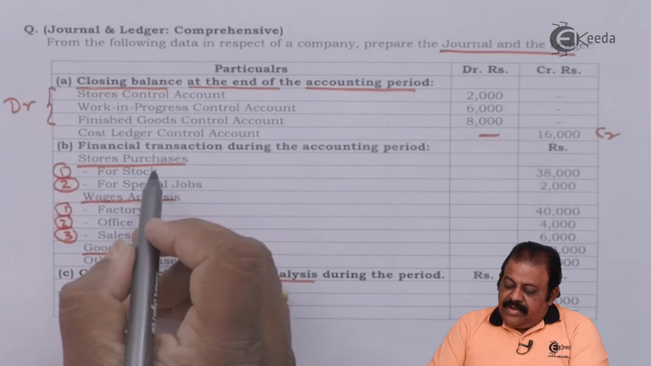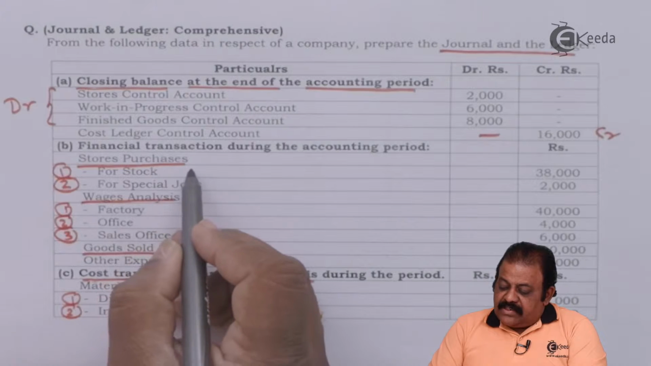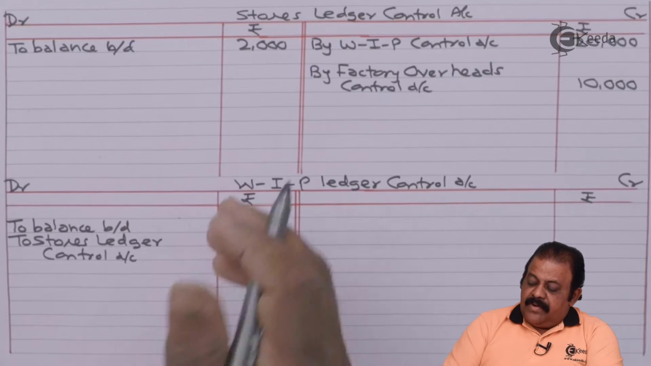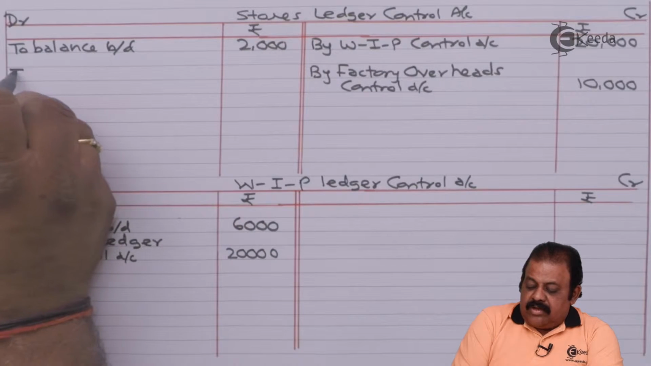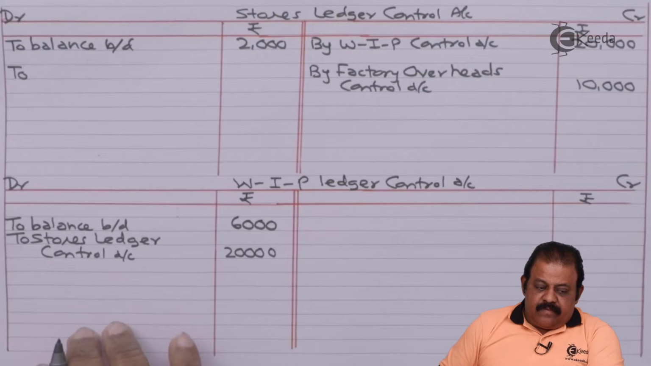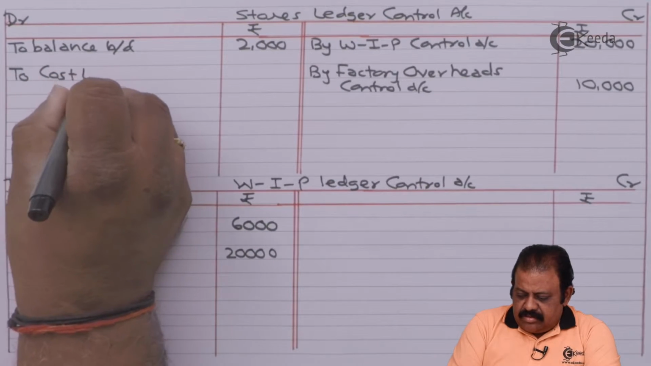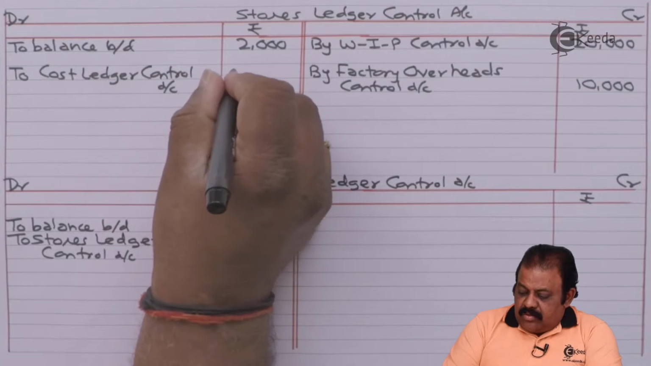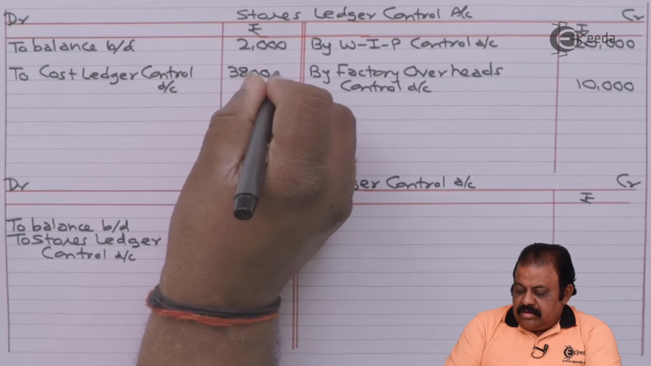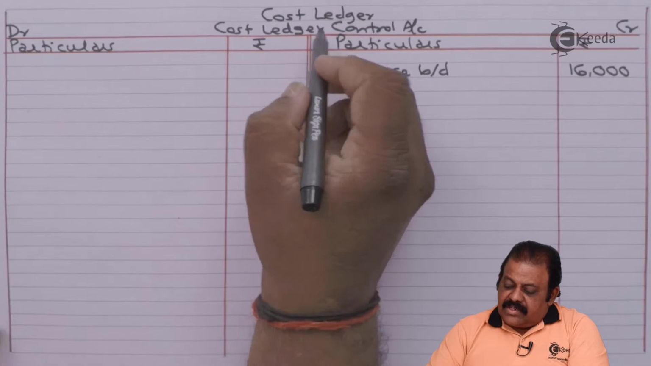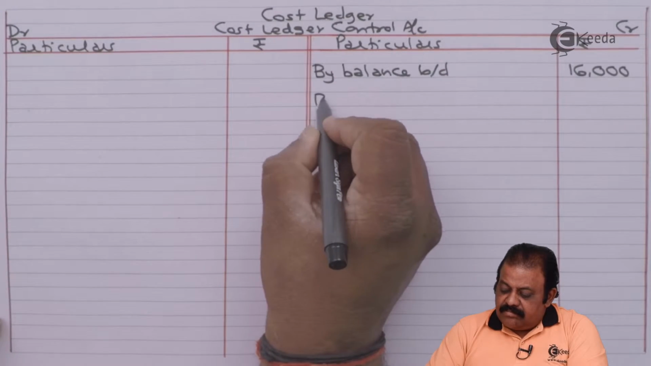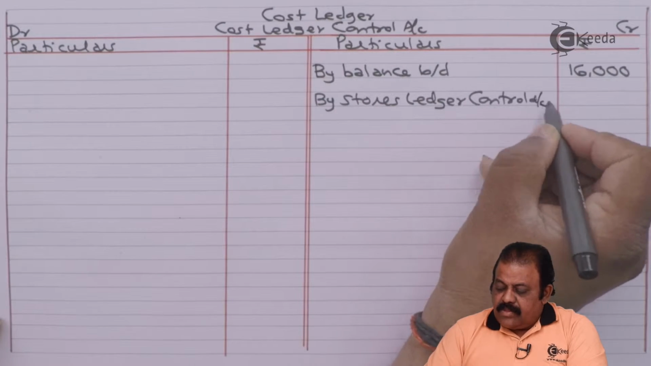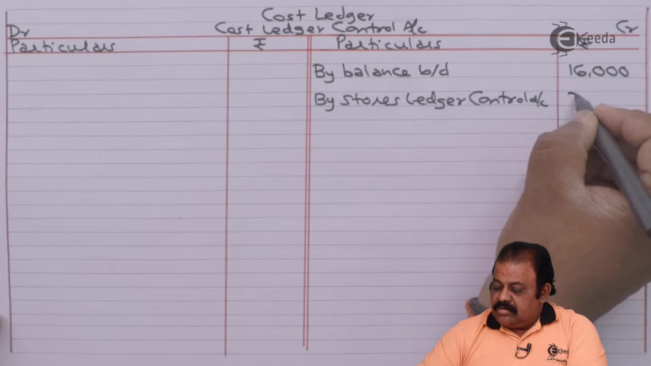Here we have details of store purchases amounting to 38,000. This will be debited to stores ledger control account, to cost ledger control account 38,000. In cost ledger control account on credit side, by stores ledger control account 38,000.